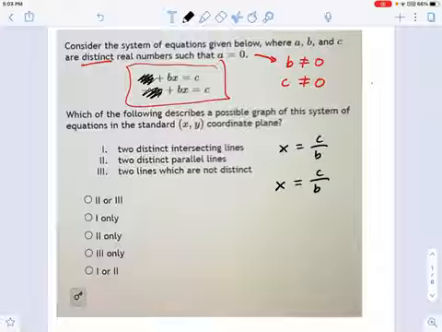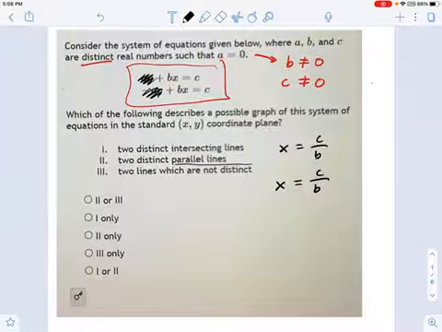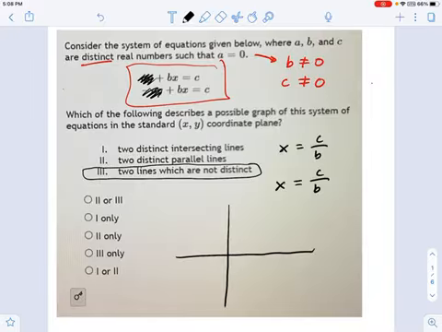So when the equation is exactly the same, you have two lines which are not distinct. In other words, they're overlapping each other. If I were to draw these two lines, here's one of them, x equals c over b, maybe right there, and the other one is right on top of it. It's the same exact thing. So there are two overlapping lines. Now, you might have a different example in yours.